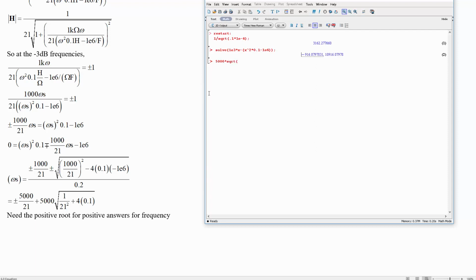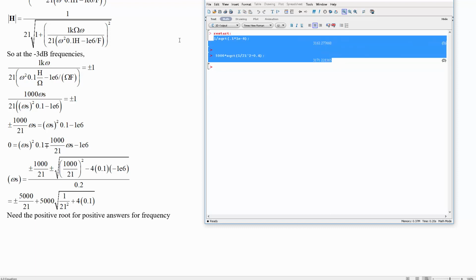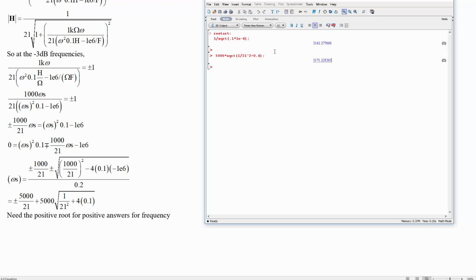5,000 times the square root of 1 over 21 squared plus 0.4, and there is actually something really close to the answer that we were expecting to be the central one, but not exactly the same, not completely perfect. And then from there to the bands, we've got 5,000 over 21, which in decimals is 238.